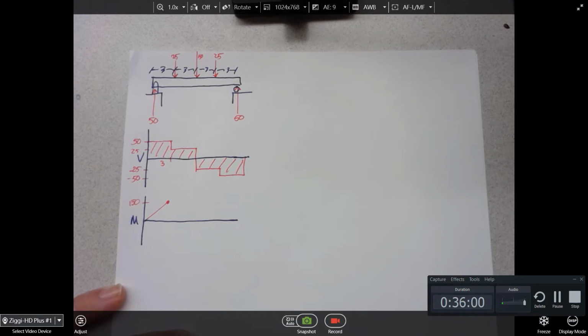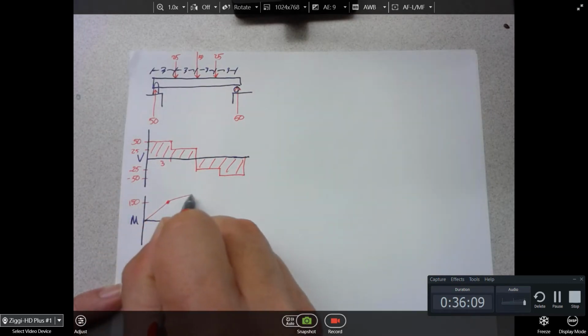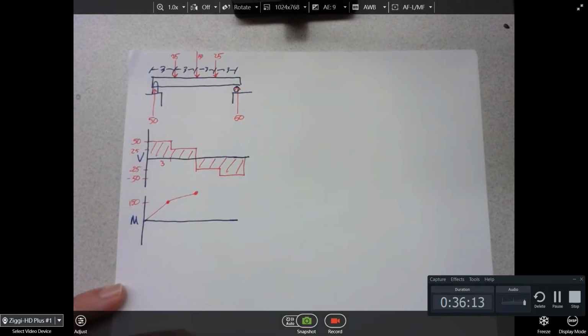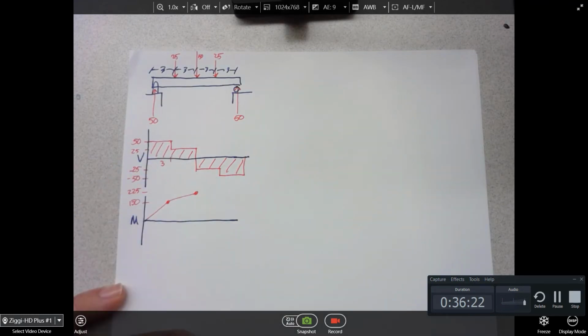What happens now? Does my slope get steeper or shallower? Shallower, right? Because it decreases to 25. So I have half the slope. How much change do I have? Area underneath the curve, 3 times 75. So that means I go up to a max of 225.